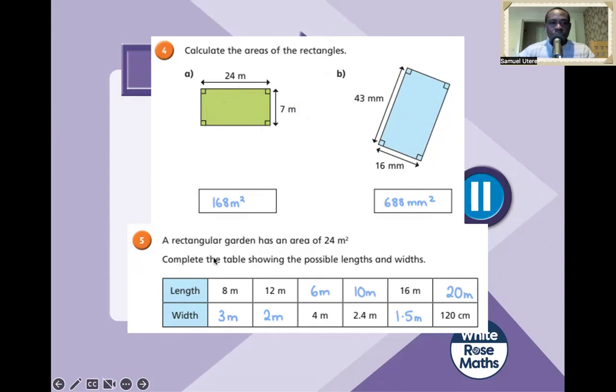Question 5, we're told the rectangular garden has an area of 24 meters squared. Complete the table showing the possible lengths and width. Okay, so here, if the length is 8, and the area is 24, we just need to do 24 divided by 8. Here, 24 divided by 12, 24 divided by 4, 24 divided by 2.4, and that will give us these answers. That's how we got them. Okay. All right, so mark your work and celebrate your success.